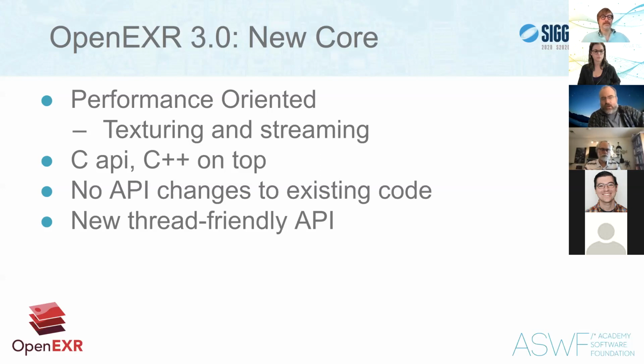We're rewriting the core of OpenEXR to have a low-level C API, which will be fairly minimal but complete, and then rebuilding the C++ on top of that. It gives us a good way of making sure that we're retaining exactly the same API and the same behavior. This also enables us to add new, more thread-friendly API, such that you can have 48 threads, or however many threads you have in your machine, blasting away at the same EXR file.